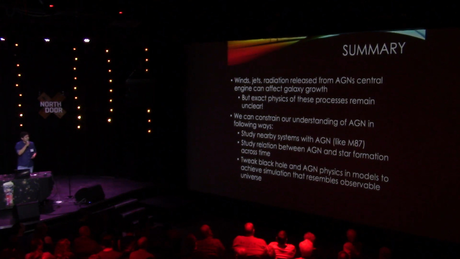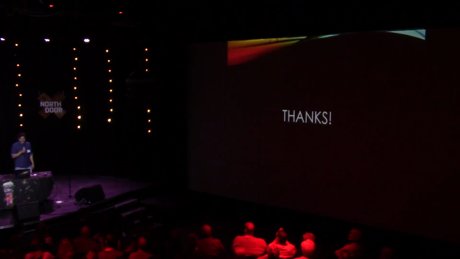We can study nearby systems with AGN, like M87. Of course, M87 is actually not that nearby. It's about 55 million light years away, but it is much, much closer than any of the objects that I'm interested in. You can study the relation between AGN and star formation across time, much like I do, and we can use this then to tweak black hole and AGN physics in models to achieve a simulation that resembles something like the observable universe. Okay, that is it.